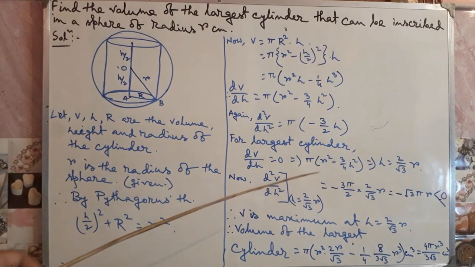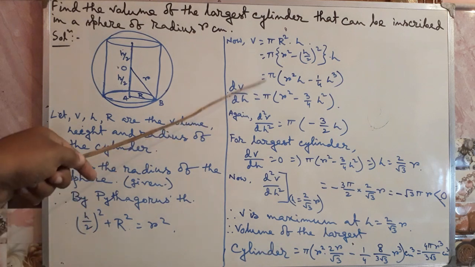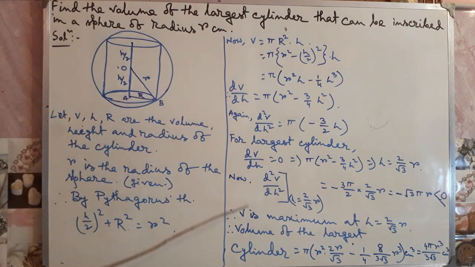Now for that value of h, the second order derivative is negative. That means the volume is maximum at h = 2r/√3. Putting the value of h in this expression, we will get the largest possible value of the volume of this particular cylinder, that is equal to 4πr³/(3√3) centimeter cube.